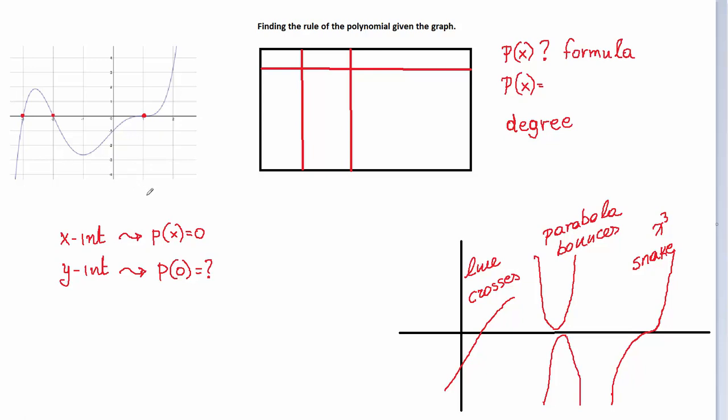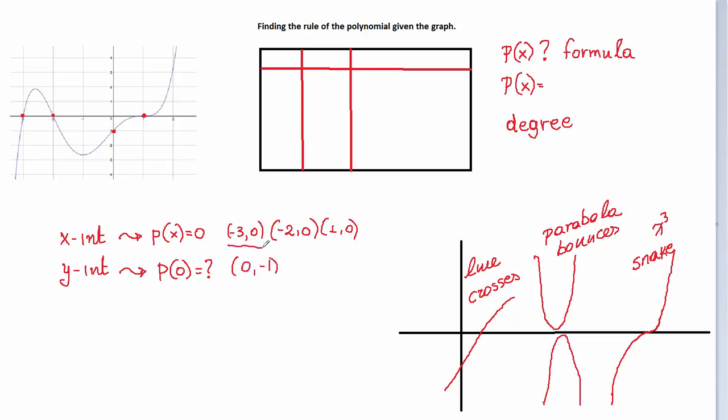These are going to be the x-intercepts. So the x-intercepts of the polynomial are (-3, 0), (-2, 0), and (1, 0). Another piece of information that we have is that the curve also crosses the y-axis at negative 1. So the y-intercept for this polynomial is (0, -1).